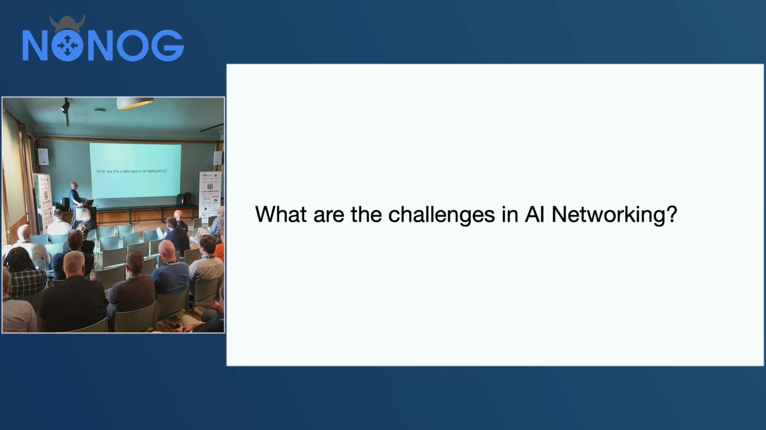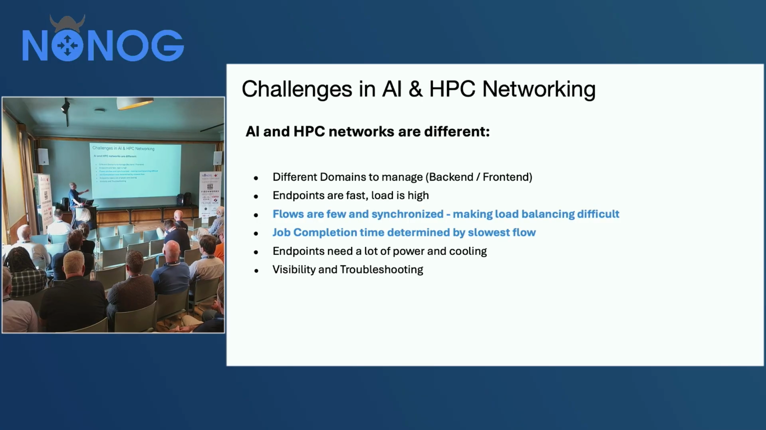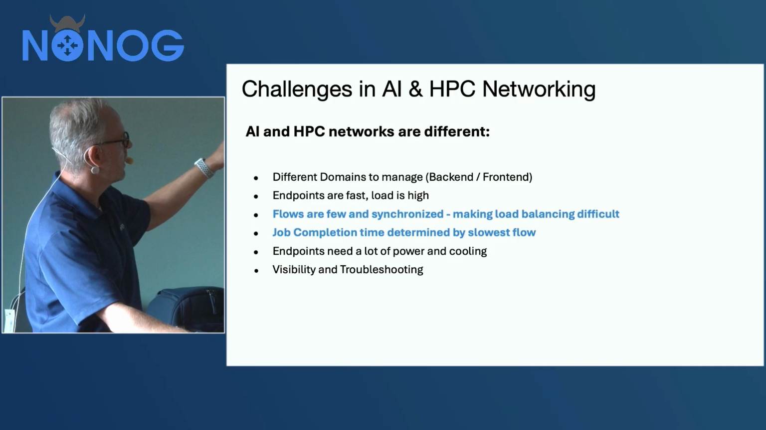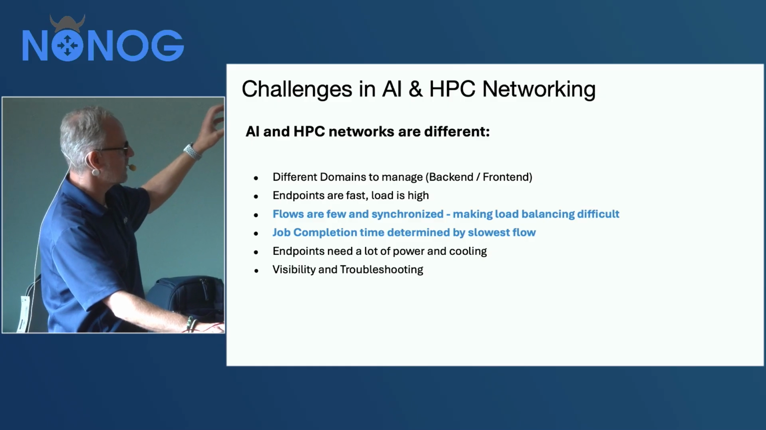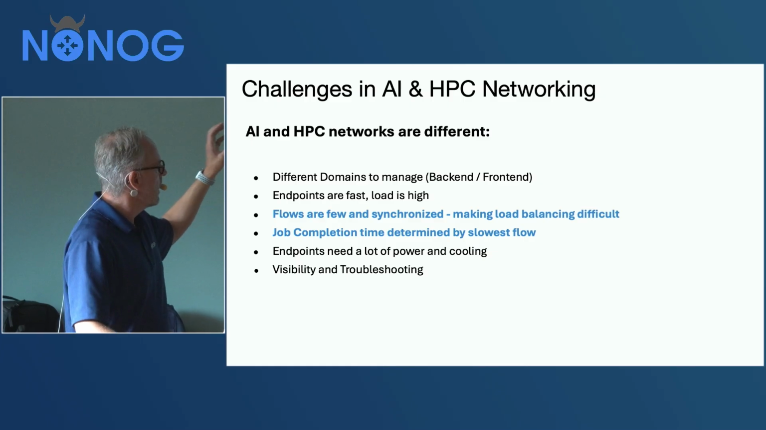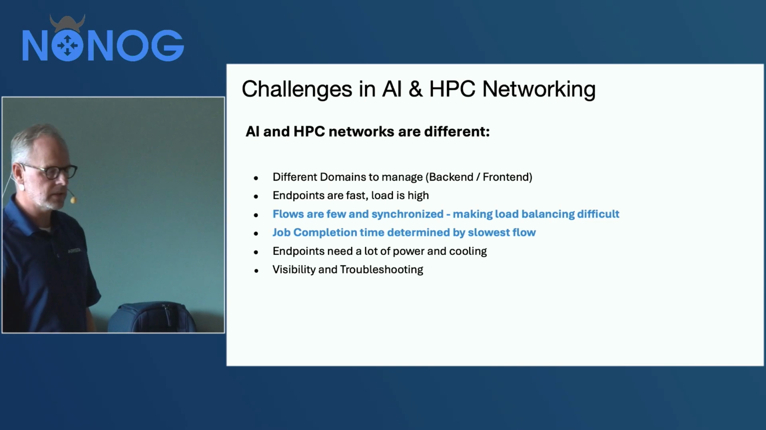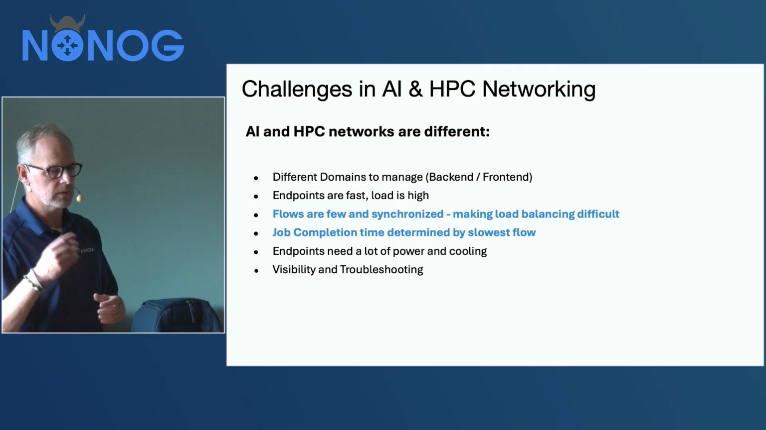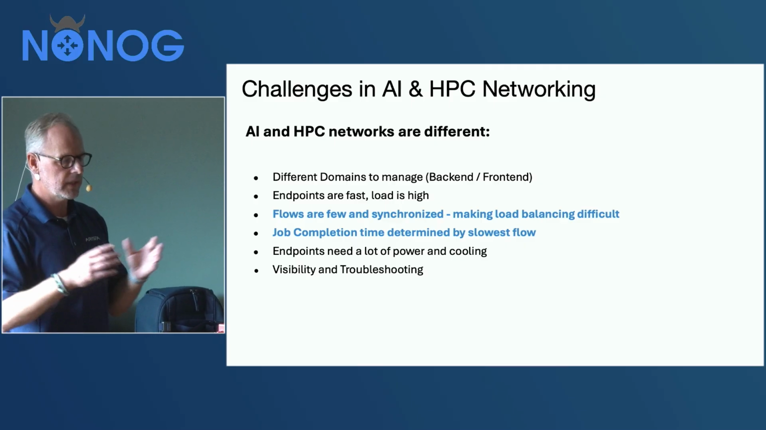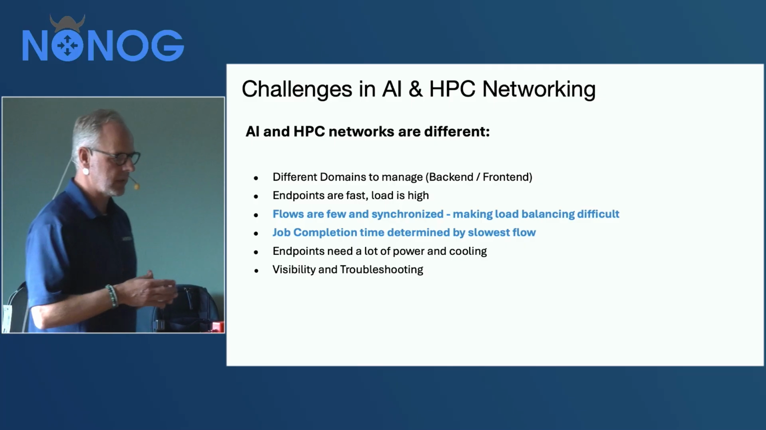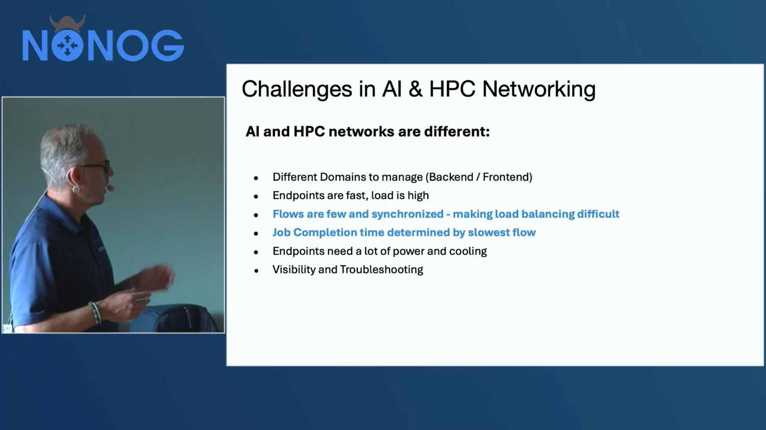So what are the challenges when designing an Ethernet backend network for AI? We talked about the different domains. It's more from an operational point of view. We talked about that endpoints are fast and they're blasting the network. Then we have the two blue ones that I'm going to talk about, which is more or less about how to do load balancing. And job completion time is really important because the slowest job dictates the total time for that AI job to complete.